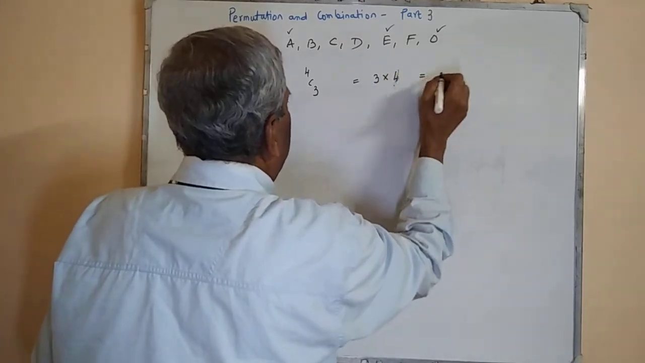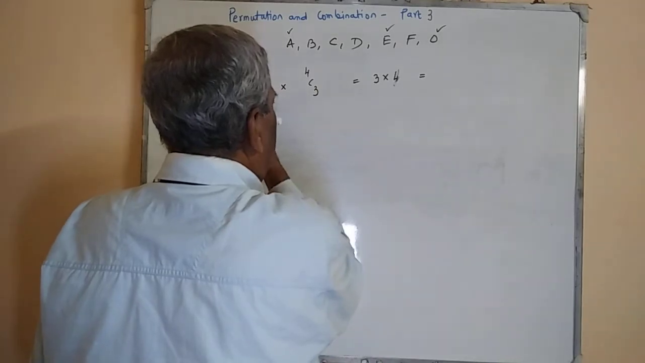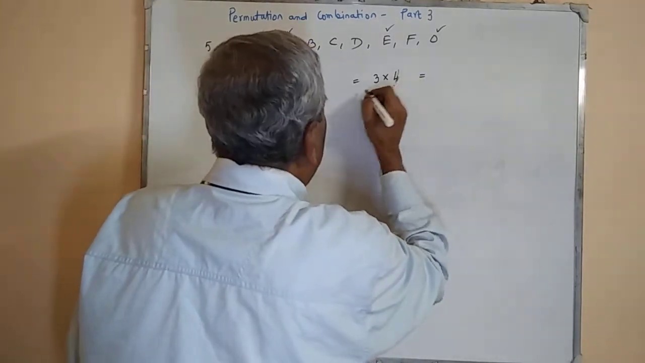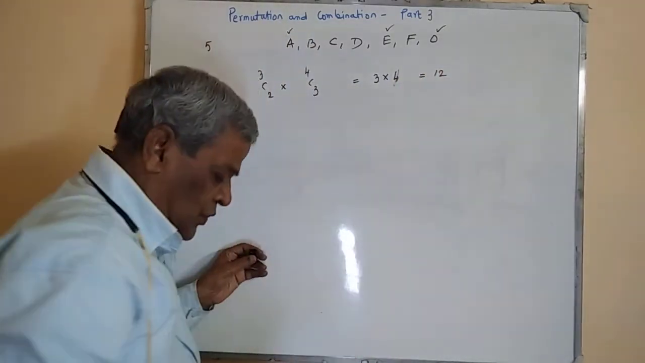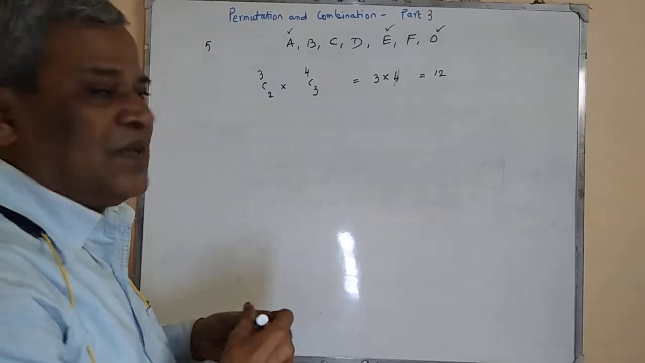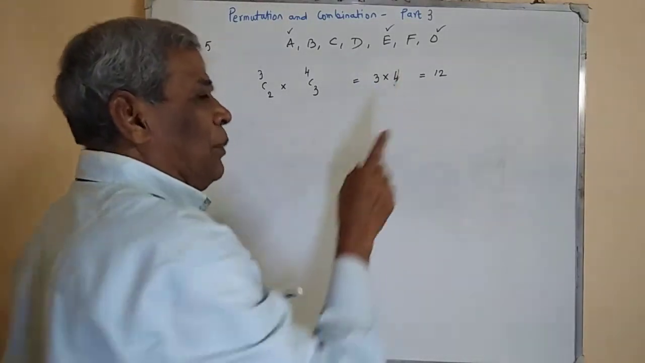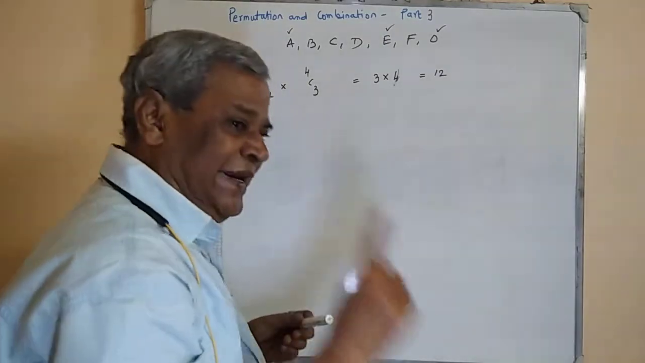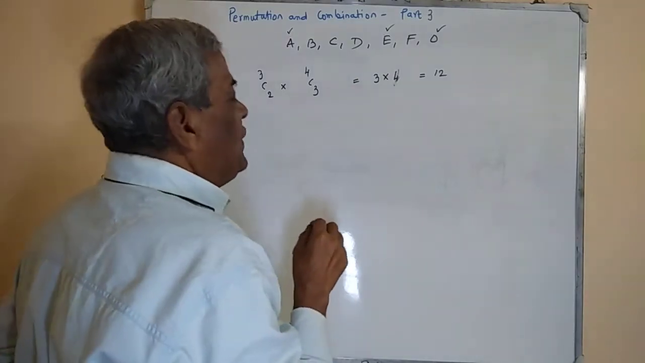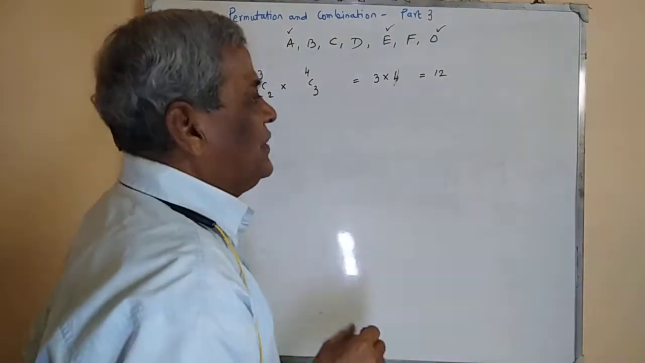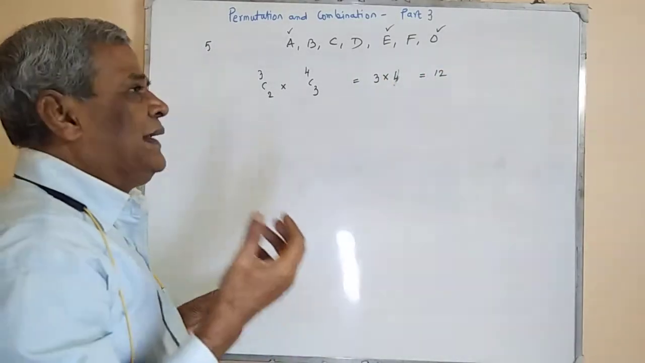That is, 4C3 is 4C1, so 4, so it is 12. So ultimately it is clear now that we have 12 valid sets of 5 letters. Of them, 3 are consonants and 2 are vowels. So we get 12 sets of valid letters.